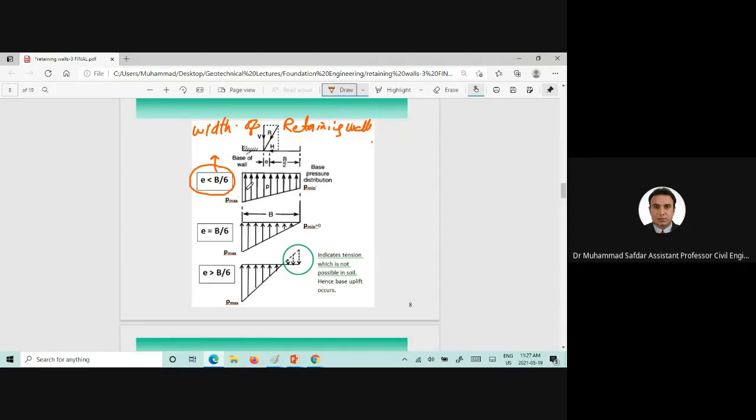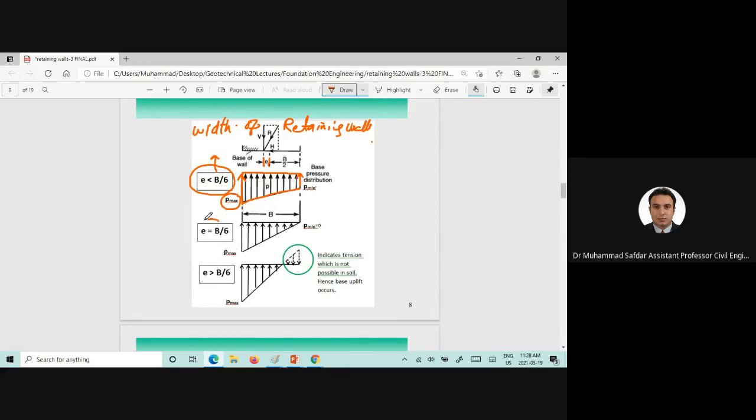Now, if e is less than B by 6, the maximum base pressure and minimum base pressure should be found out. And then this maximum base pressure should be compared with the bearing capacity of the soil, which will give an estimate about the bearing capacity limit state. Location and the eccentricity information should also be noted down and should also be found out.